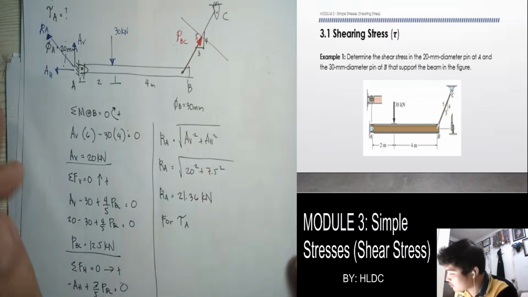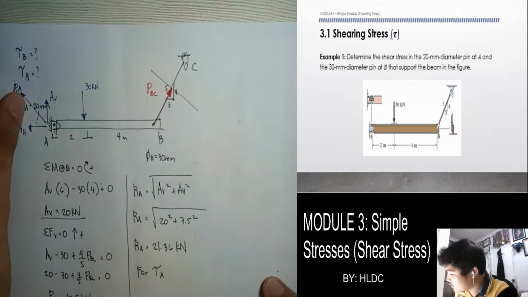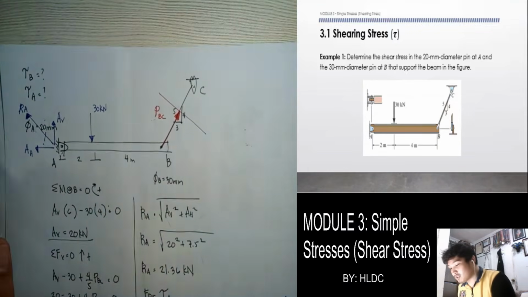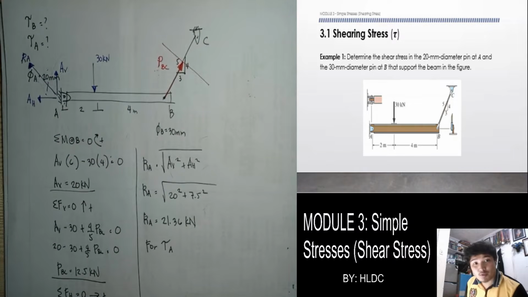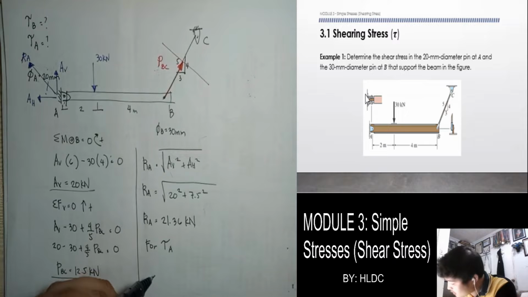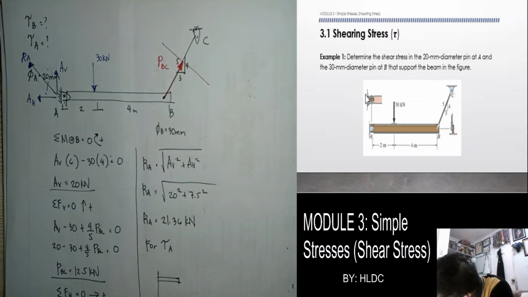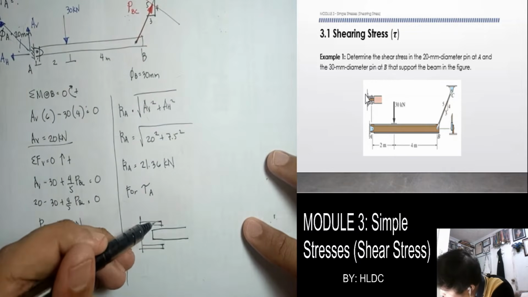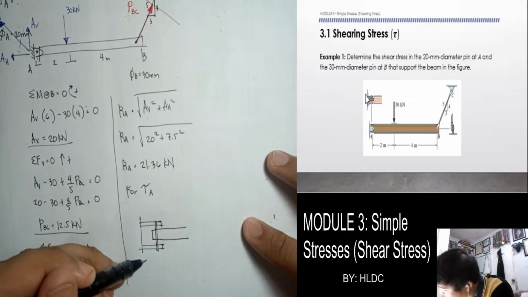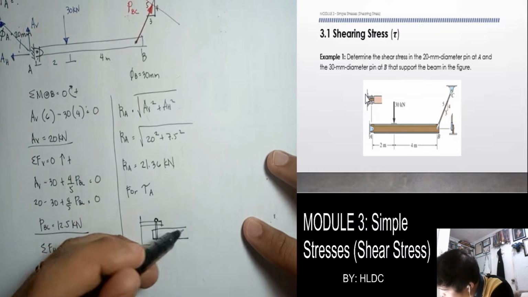Ngayon, anong type ba ng sheared area yung meron? So ano ba yan, single shear ba yan, double shear, or punching shear? So tingnan natin yung diagram na provided. So at A, ito yung connection detail, no. So pag ganito siya. Okay, ito yung member, tapos andito yung pin. Ito yung A. So ito yung pin, ito yung member, no.